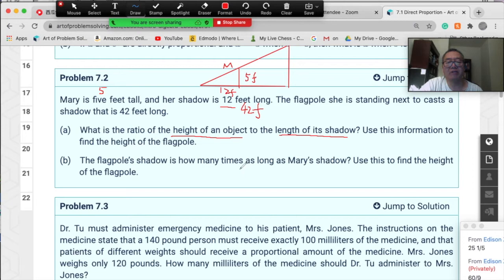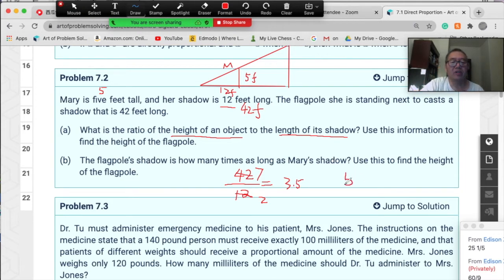Flagpole's shadow, that's 42 feet. Mary's shadow, that's 12 feet. So the ratio is 42 over 12. If we simplify this, that will be 7 over 2. So that equals 3.5 times as long as Mary's shadow. Okay? So use this one to find the height of the flagpole.